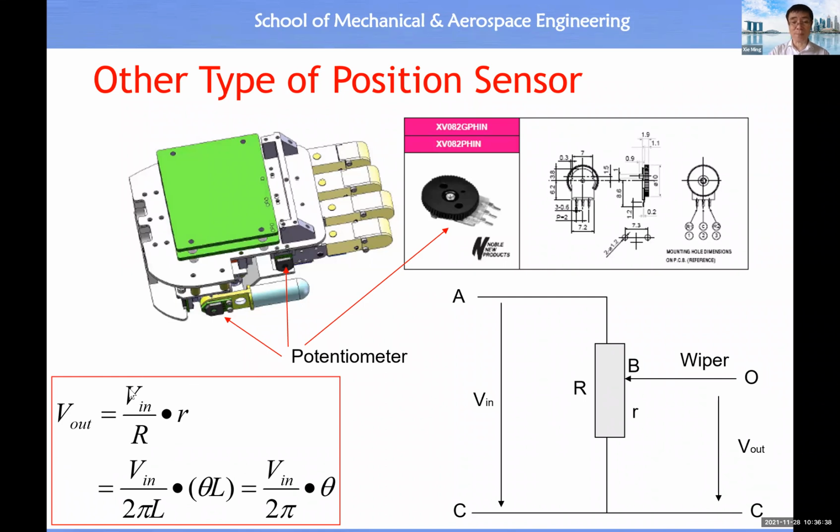The current equals the input voltage divided by the total resistance. Then this current times the output resistance gives you the output voltage. So this is for linear motion.